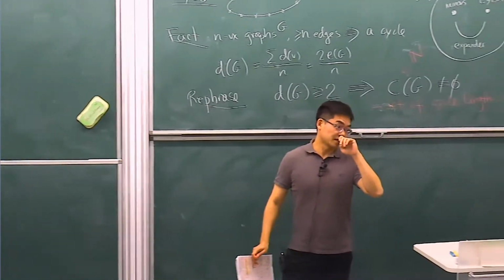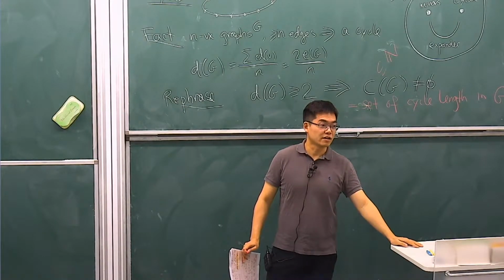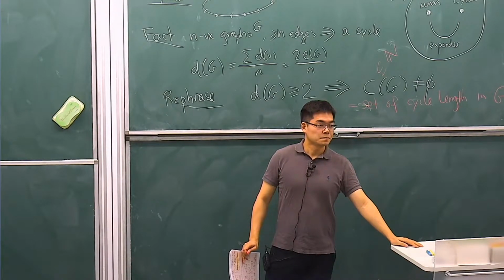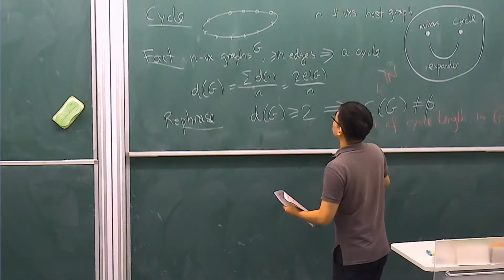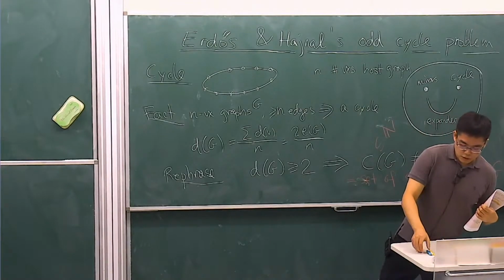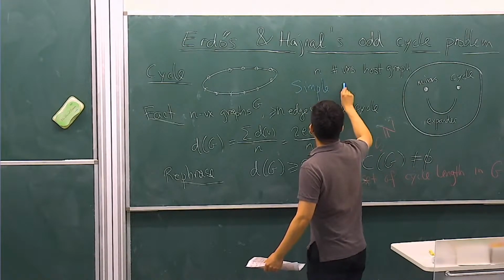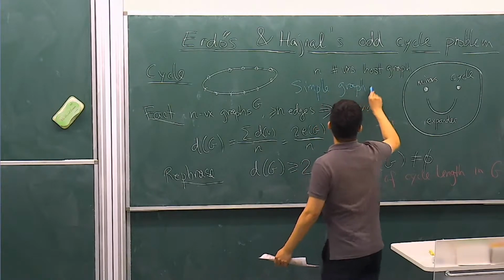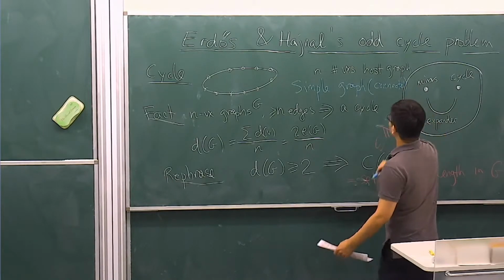Let's say the host graph is connected. Otherwise, you can look at the components and look at the average degree there. We also consider simple graphs. Let's look at simple graphs. And by looking at the component, we may assume that it's connected.